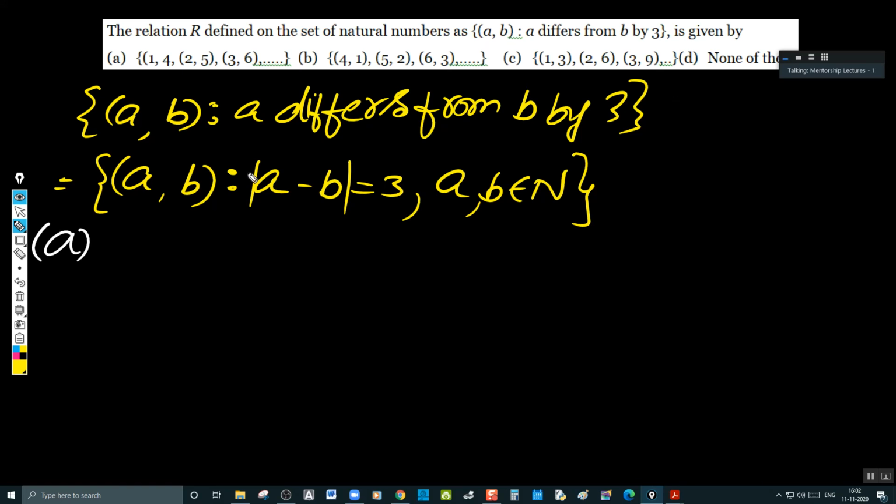Okay, so first one is getting satisfied or not? Check it out. All the natural numbers. It is satisfied. Coming to B, B also satisfies. 4, 1, 5, 2, 6, 3. Yes, satisfied. C does not satisfy.